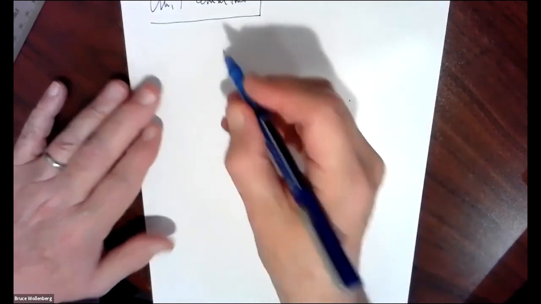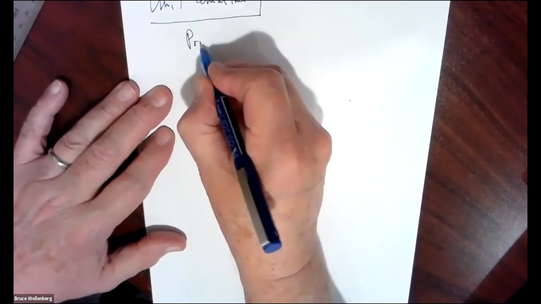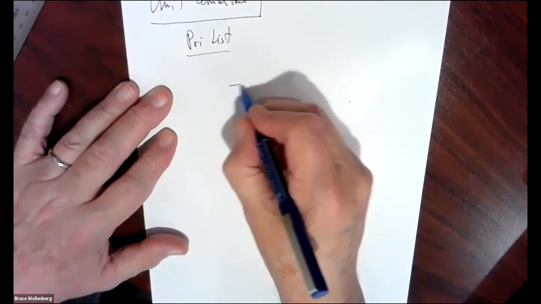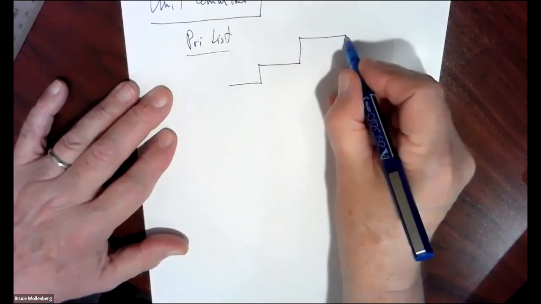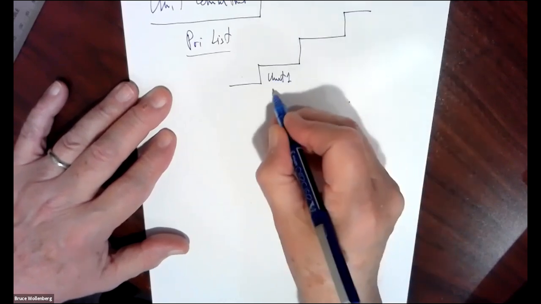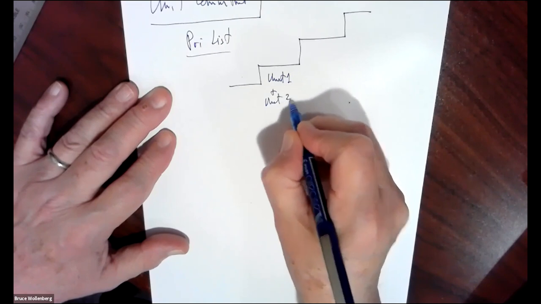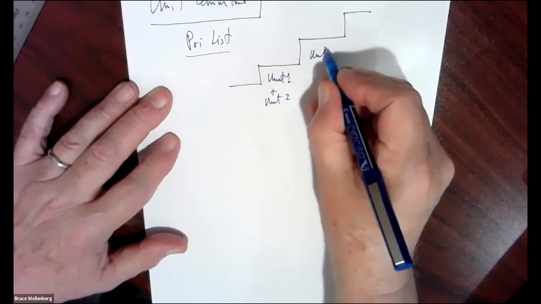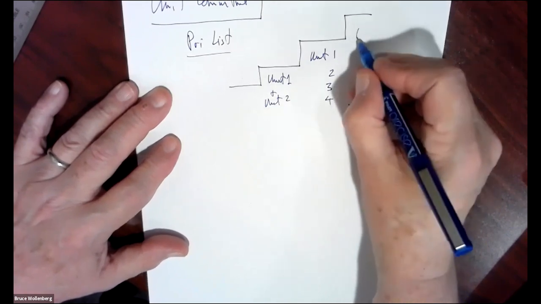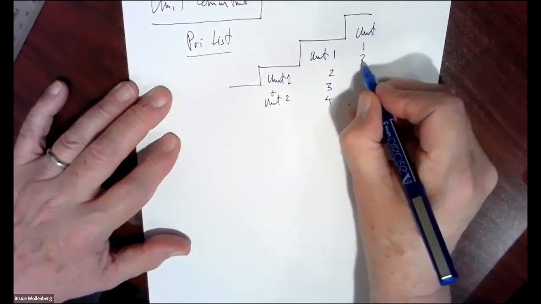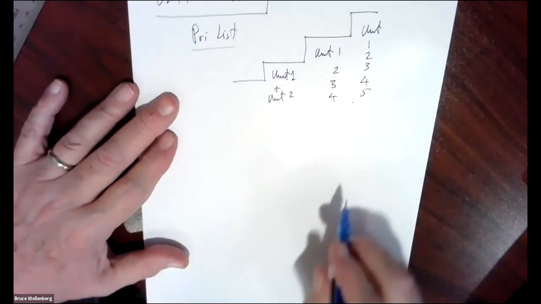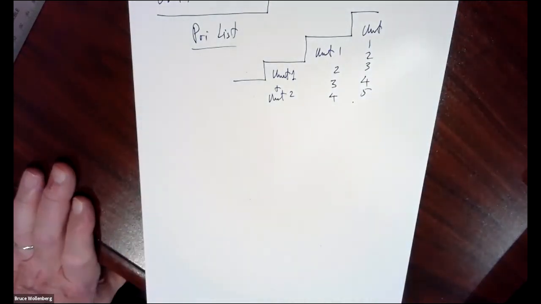For example, let's just use that priority list. And I have blocked off, so here we have unit one plus unit two. And here we have units one, two, three, and four. Here we have units one, two, three, four, and five, and so forth. The priority list.